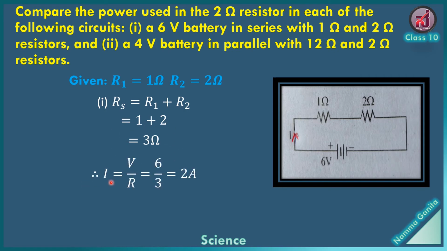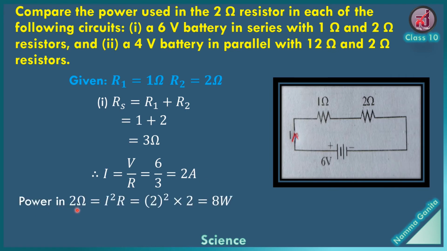Therefore, current I is equal to V divided by R. V is 6 volt, R is 3 ohm. 6 divided by 3, 3 2s are 6. Answer is 2 ampere. We have to calculate the power here.